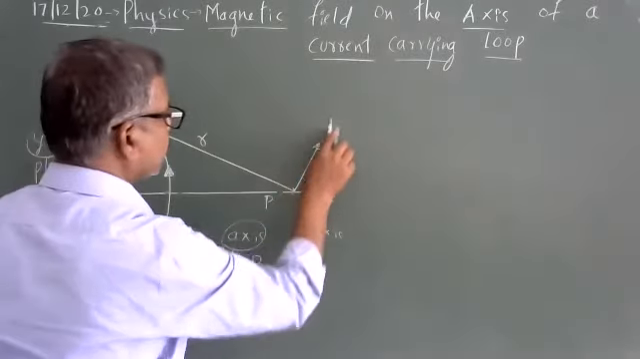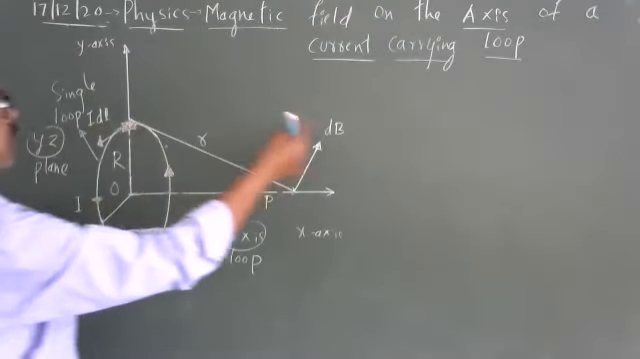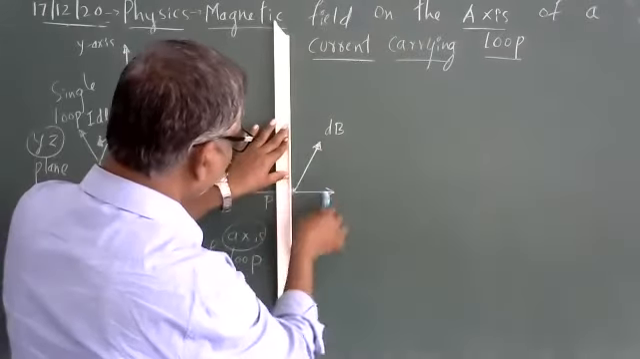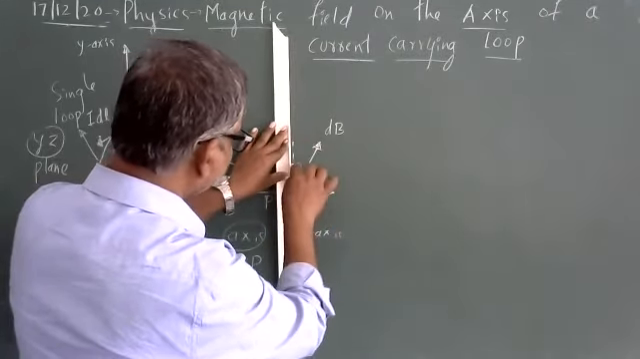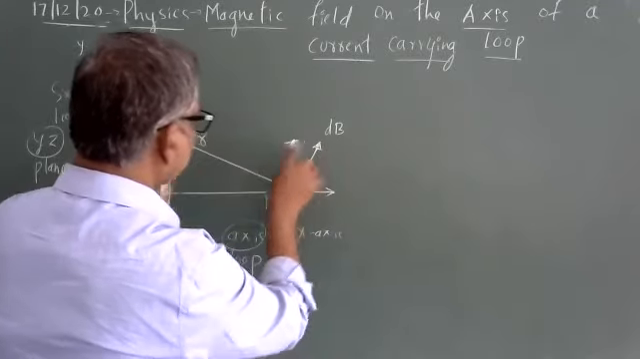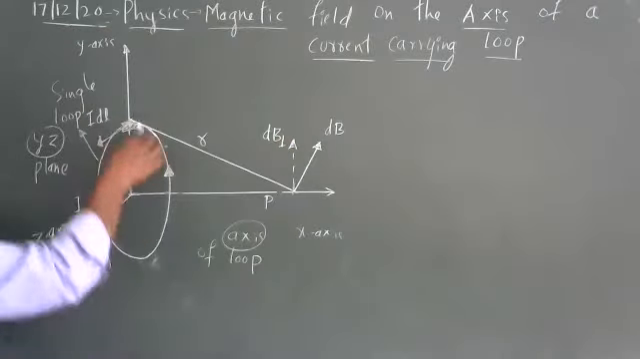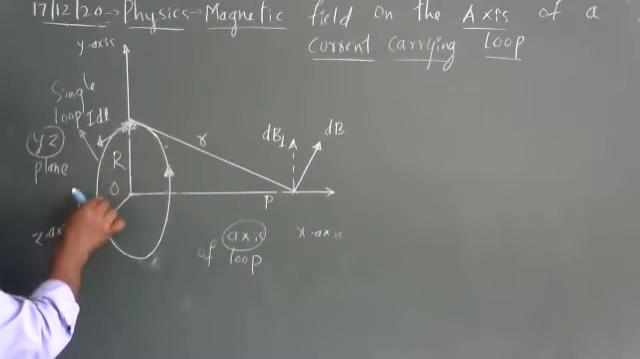Call it dB. Why dB? You have taken a small element dl, and dl means the corresponding magnetic field is called dB. Now you resolve the magnetic field into two components, one horizontal, one vertical. This is called the vertical component of the magnetic field. Since current is flowing in the whole loop, I can consider a point here, I can consider the whole strip.